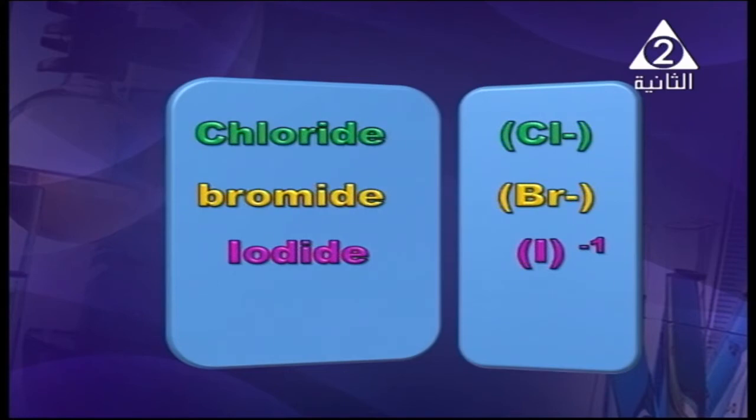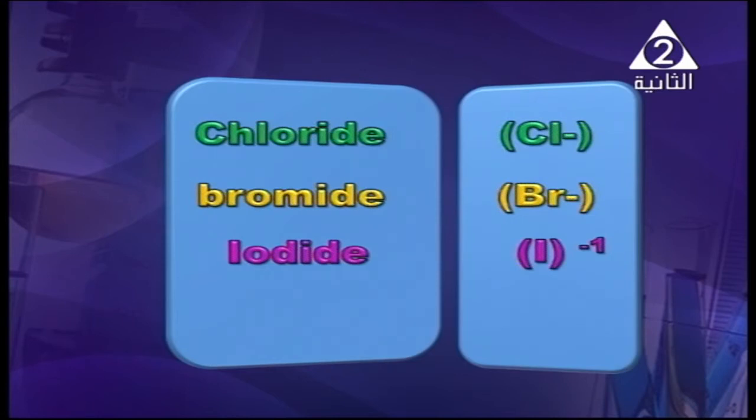Do you remember what this means? This is the special group for halogens. If you remember, group 7A: fluorine, chlorine, bromine, iodine. As anions, fluoride, but this is not for us. Chloride, this works. Bromide, it follows it.